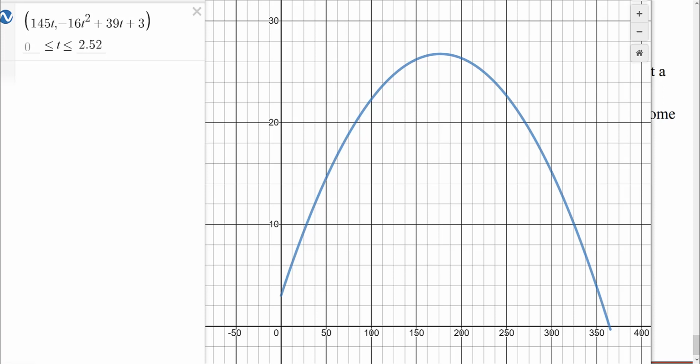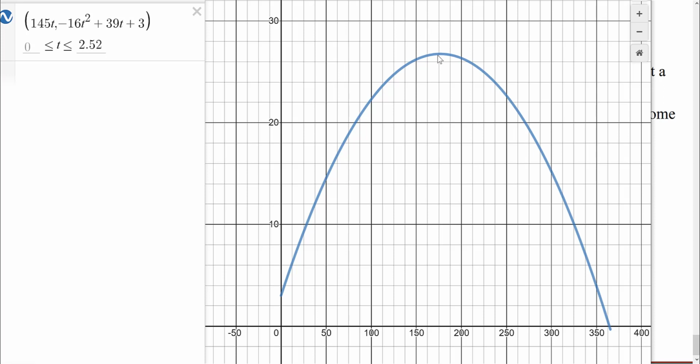And then you have to tell it what you want the t to go between. And so it starts at 0, and I wanted it to complete till it hit the ground. So I put 2.52 to see what happened here. I kind of adjusted it till I saw it, and that's a little ways past the ground, but 2.5 was when it hit the ground. So we can see the shape of this thing nicely.